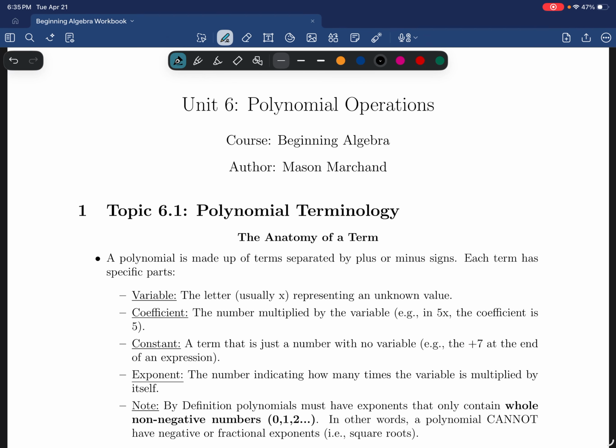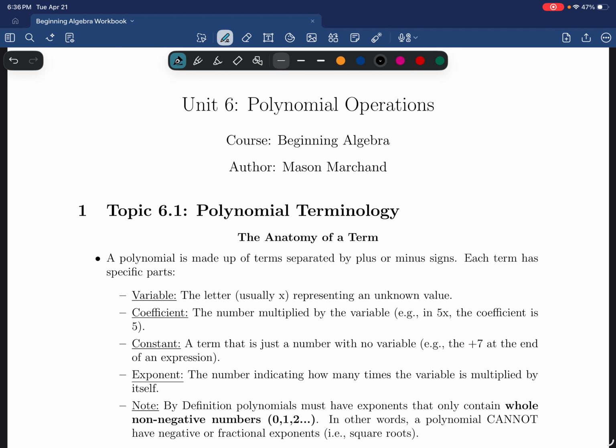So far in this course, we have talked about things like operations, linear equations, and things with exponents and square roots. And now that you have all that knowledge, we can apply it and talk about polynomials. So in this unit, we are just going to be doing, in essence, operations, like addition, subtraction, multiplication, and division with polynomials.